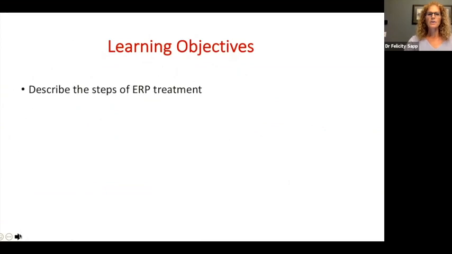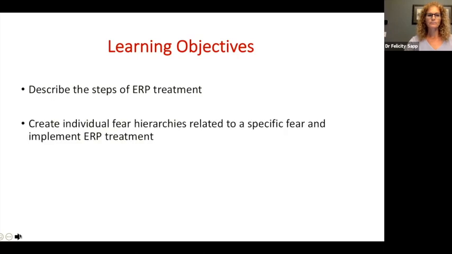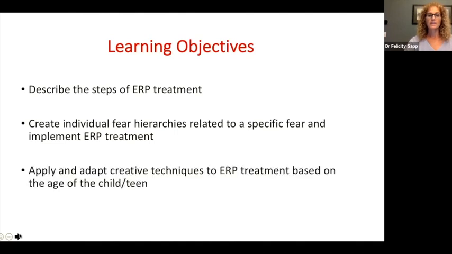By the end of the webinar, I'm hoping that you're going to be able to describe the steps of ERP treatment, create individual fear hierarchies related to a specific fear, be able to implement ERP treatment, and be able to apply and adapt creative techniques to ERP treatment based on the age of the child or the teen.